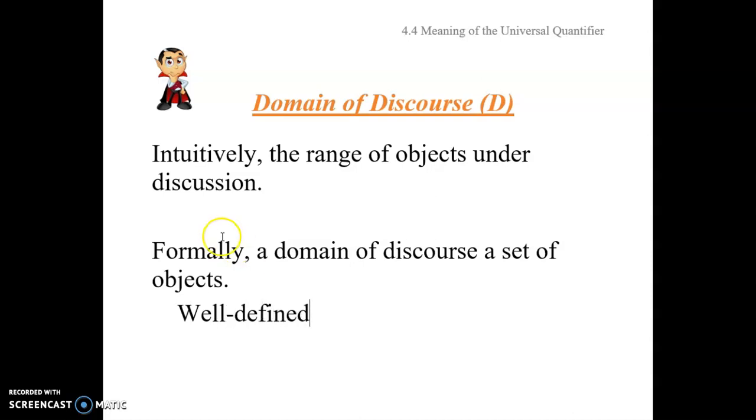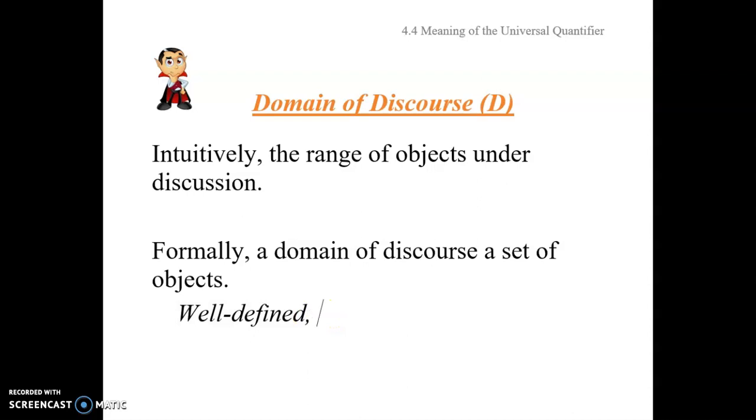A domain of discourse has to be well-defined. Well-defined meaning for any given object, it has to be unambiguously clear whether it's a member of that domain of discourse or not. So if our domain of discourse is the positive integers, 1, 2, 3, 4, all of them, then it's unambiguously clear that the pen you're holding in your hand right now, that pen, is not a member of that domain of discourse. So it's well defined in the sense that for any given object, it's absolutely clear and wholly determined whether it's in that domain or whether it's not in that domain.